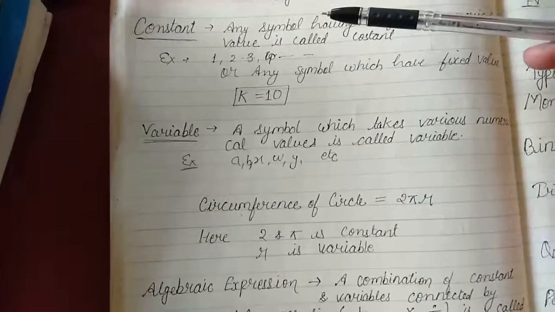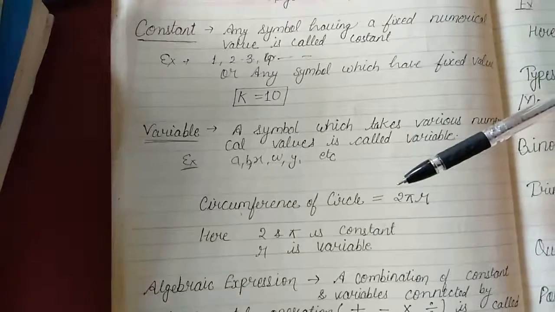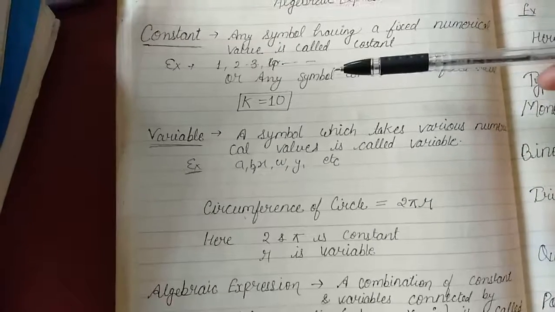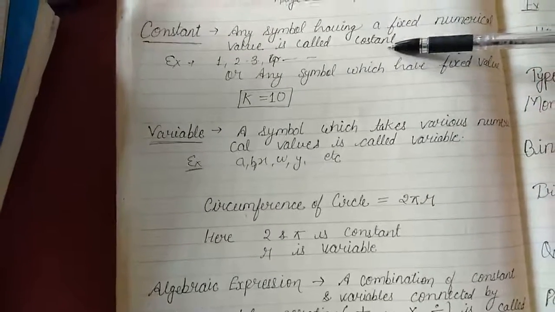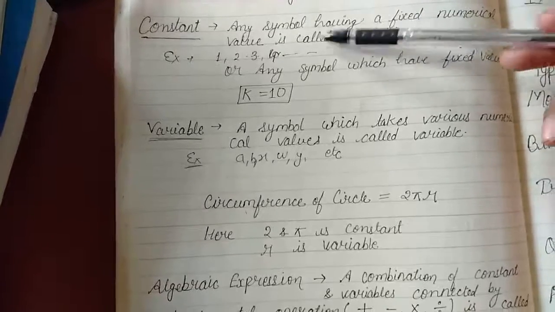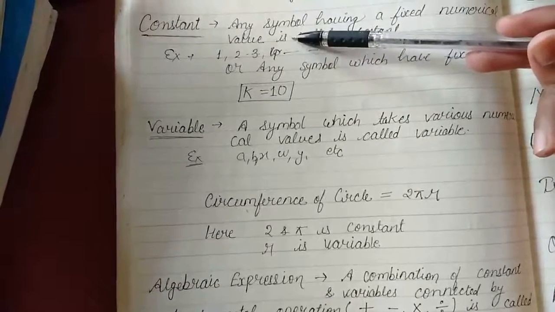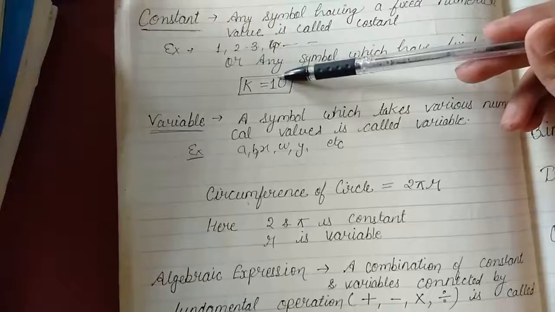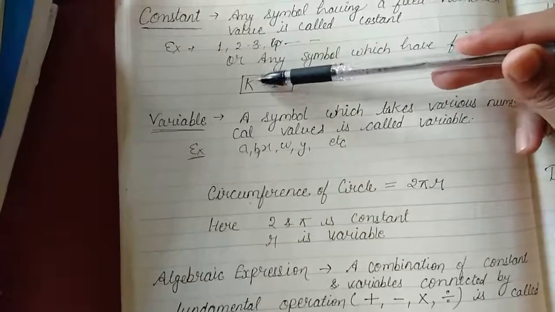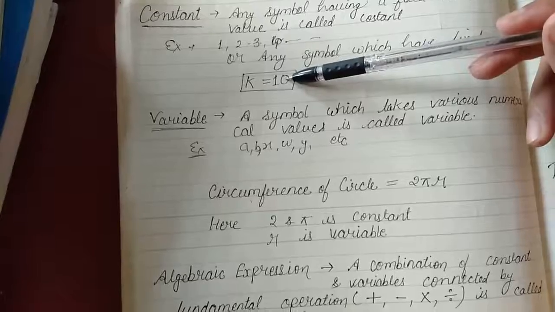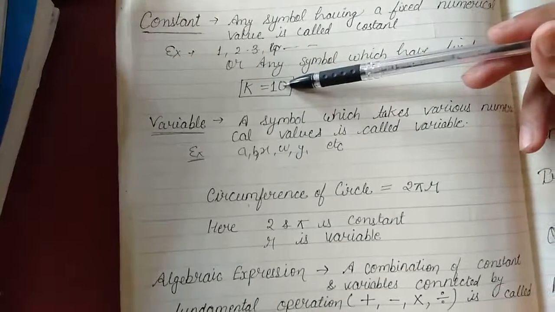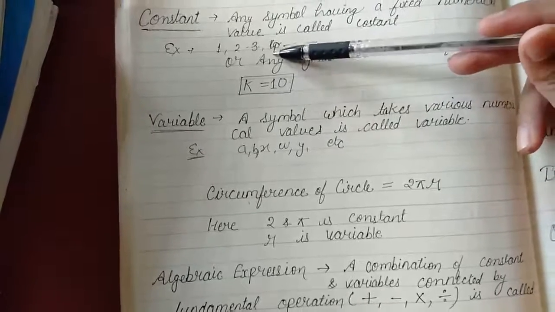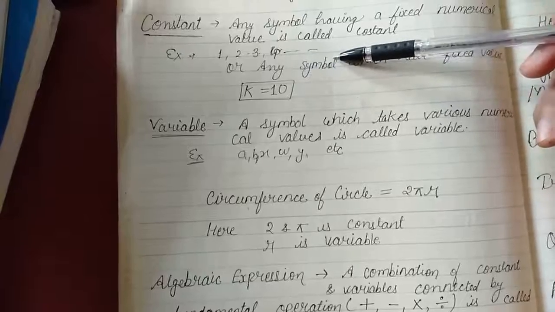First term is constant. What is constant? Any symbol having a fixed numerical value is called constant, like 1, 2, 3. This can go up to infinity. Any numerical value will be constant. Like if k is given equal to 10, then k is also constant because its value is fixed. That means any term whose value is fixed is also constant, and all numericals are also constant.